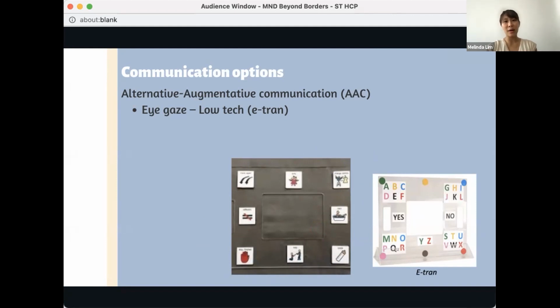So at Tan Tock Seng, we usually don't do it on such a bulky acrylic board. We do it such that we cut out all these little pictures, and then we laminate it using a clear sheet. So this is how we get around being able to create more of these options.